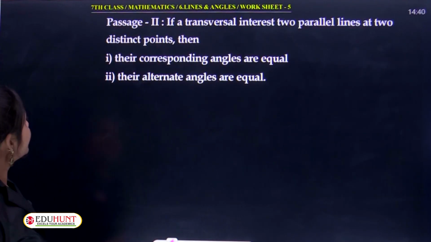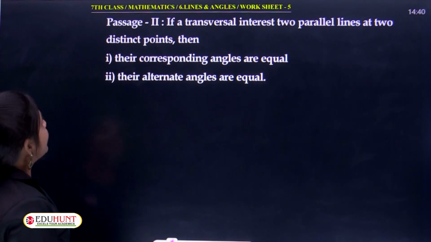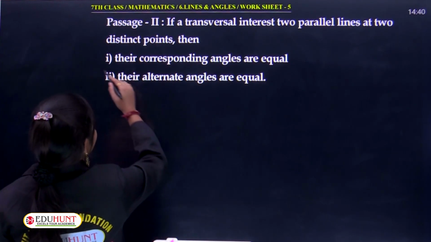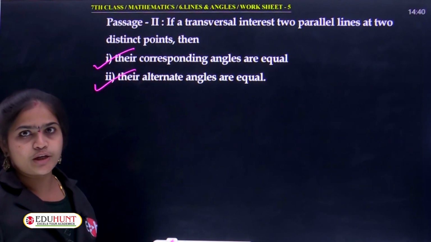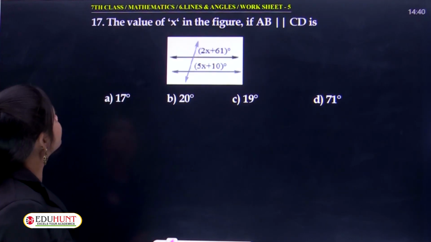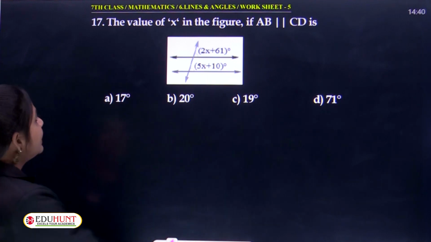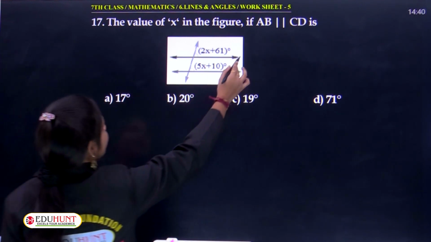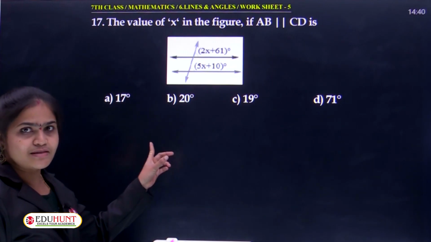17th one, see here, next here also the passage is given. If a transversal intersects two parallel lines at two distinct points, then their corresponding angles are equal and their alternate angles are equal. Already we know the proofs, right? Depending on this one, see here. The value of x in the given figure. Here, these two lines are parallel and a transversal is given. In that passage only it is given.